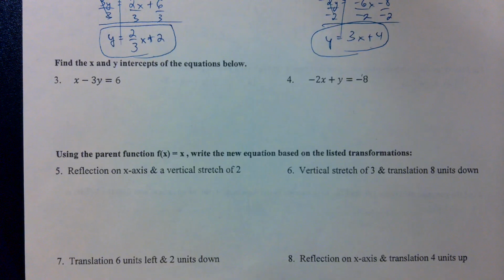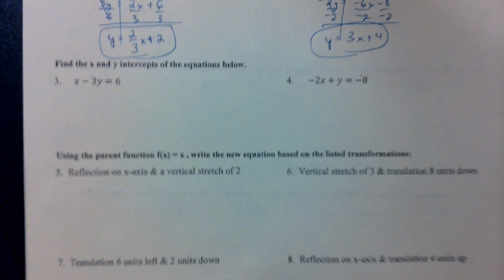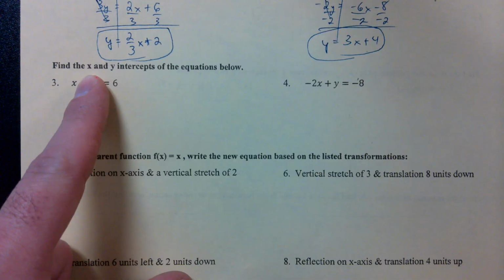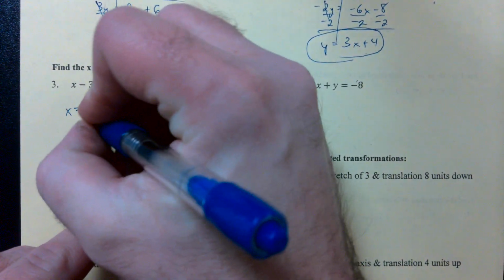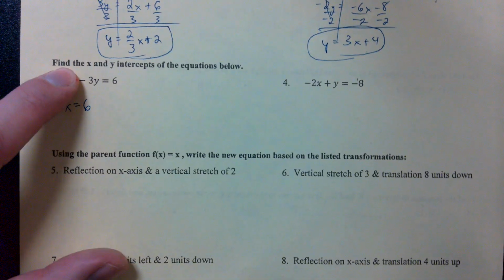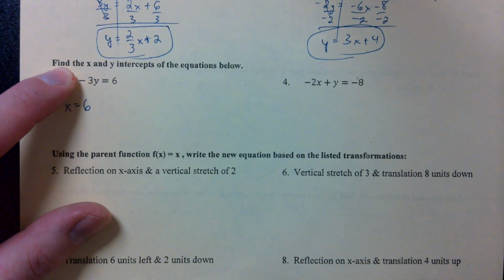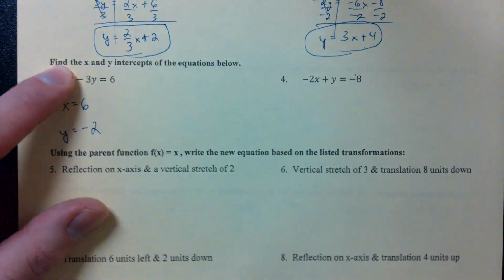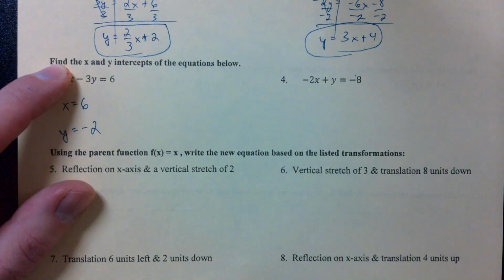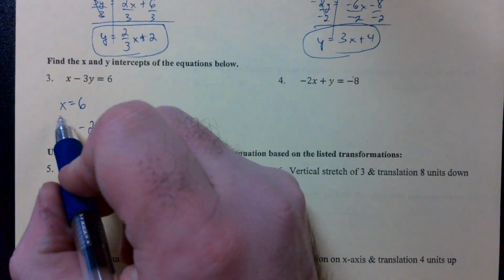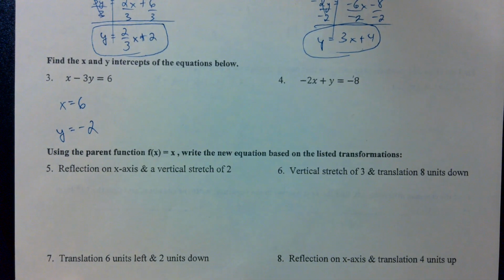Number 3, find the x and the y intercepts. If I want to find the x-intercept, what should I do? Cover the y. Right? And I get x equals 6. How can I get the y-intercept? Cover the x. Well, -3 times what is going to give me 6? -2. Right? Or I could divide both sides by -3, giving me -2.